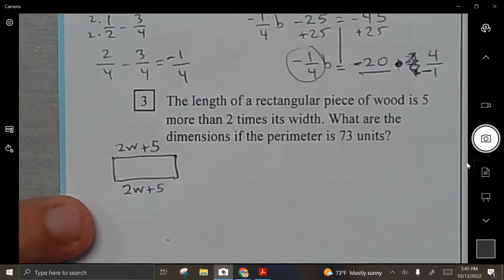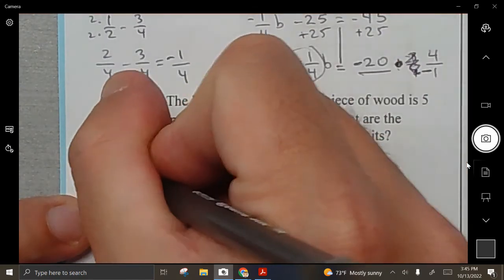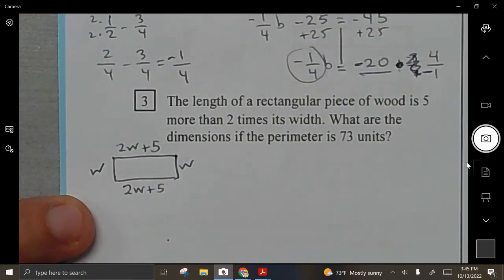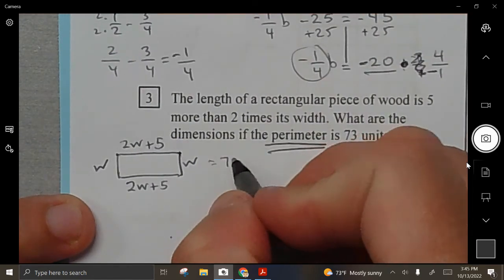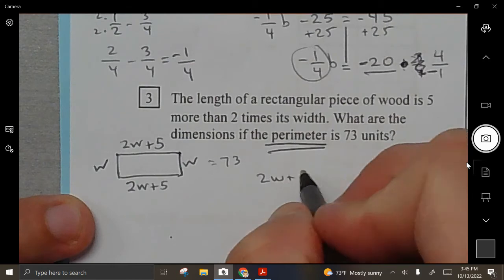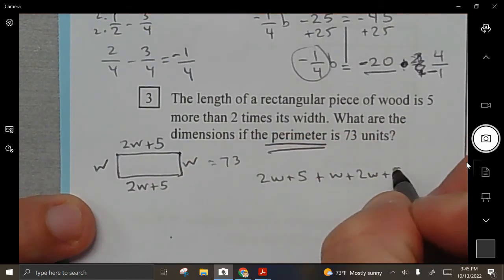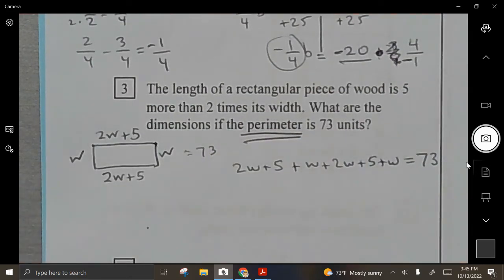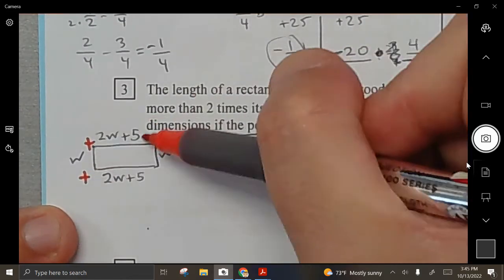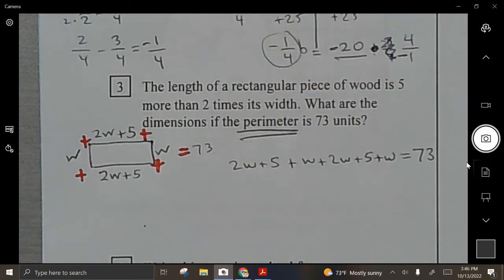Okay. And then if that's the case, then this is going to be the width and the width. All right. Now, all of this equals, the perimeter is 73. So it all equals 73. So write out 2w plus 5 plus w plus 2w plus 5 plus w equals 73. So basically what did I do? I added all these sides together. I put them all in an equation that equals 73. See all my addition? They're all here.